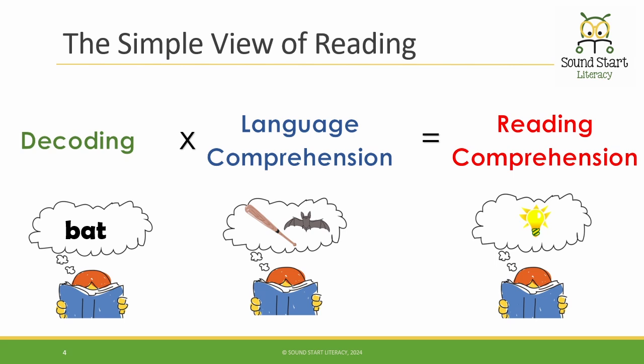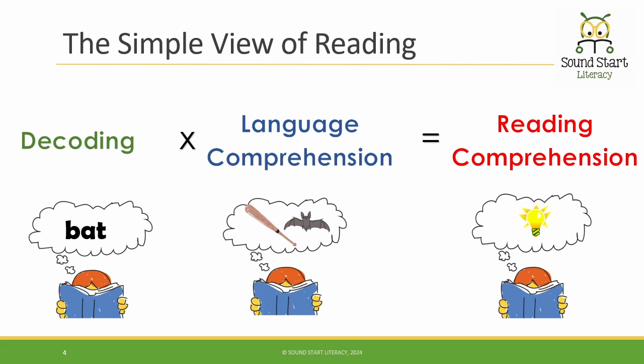Given that reading needs to be explicitly taught, where do we begin? The simple view of reading is a model that shows the basic components needed to comprehend text. We must be able to decode, meaning that when we see letters in a word, we need to be able to associate each letter with a sound. The letters B-A-T are linked to the sounds B, A, T. And then we need to be able to blend the sounds together to read the word bat.